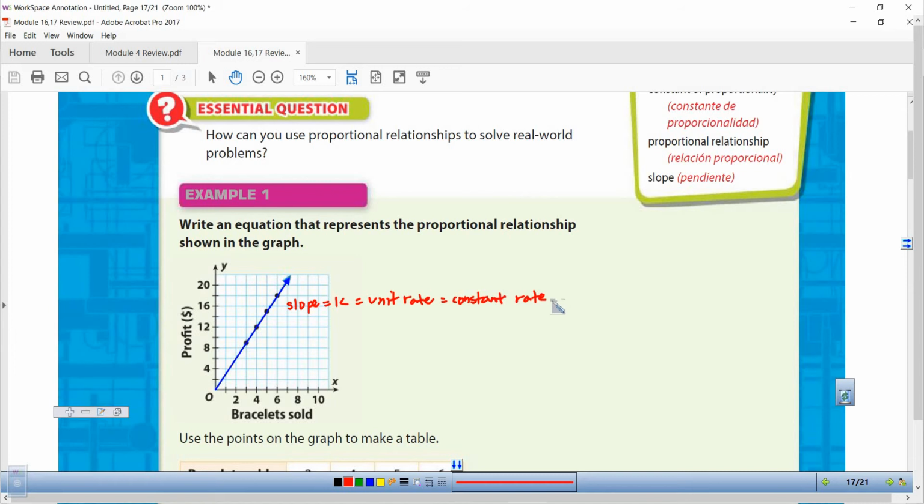which is equal to the constant rate of change. And just remember, all right, just a reminder, k is equal to y divided by x. Slope is equal to change in y over change in x. Those two things are different in a non-proportional relationship, but in a proportional relationship, you get the same result.